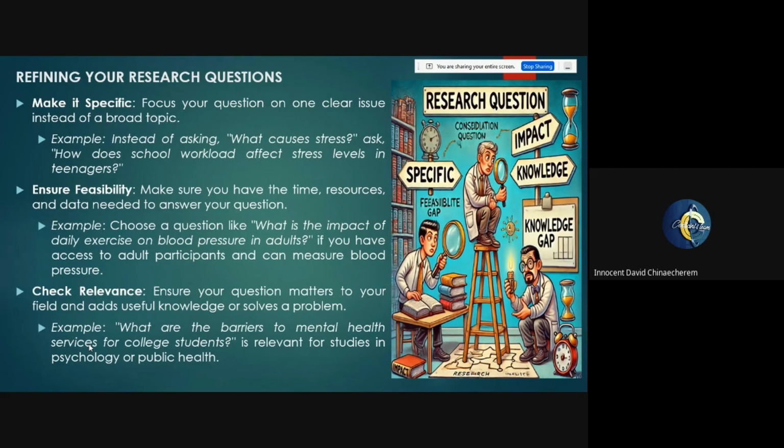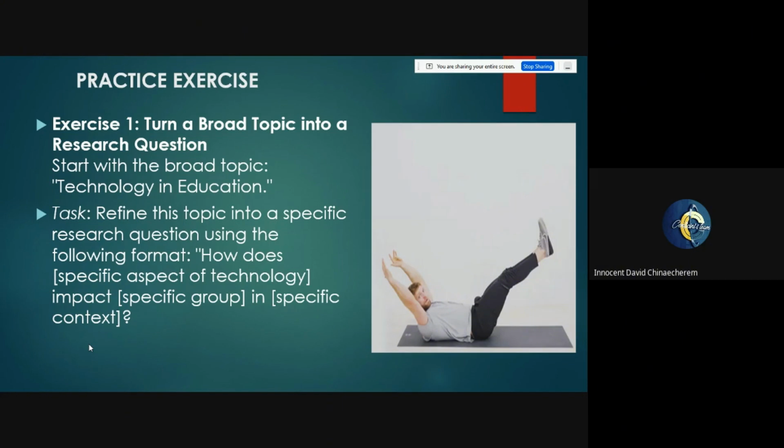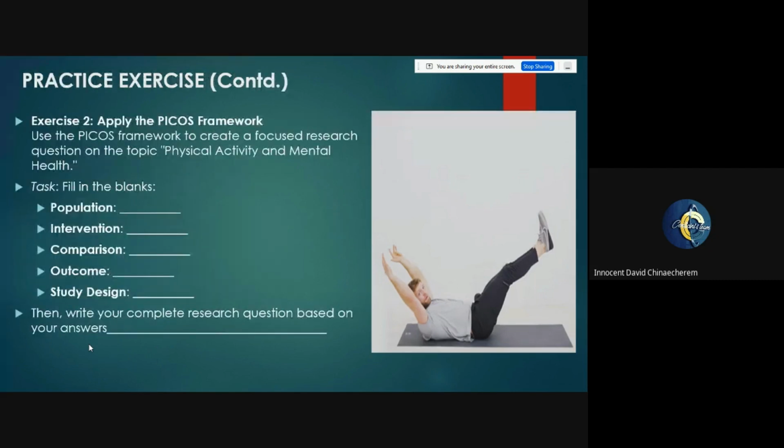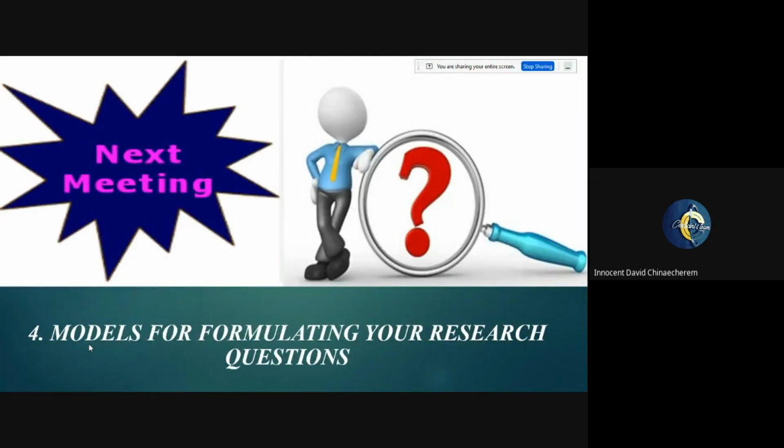It needs to be well refined in the sense that it's not vague and not making a lot of sense. So after this, we're going to move to a couple of practice exercises in knowing how to refine some of your questions. I've set out some exercises for you before we move on to our next meeting, which is going to be the models for formulating your research question, where we'll start our practicals. We've got several models we will need to be using. We'll look at the PICO, the PEO, SPIDER, and a lot of them.